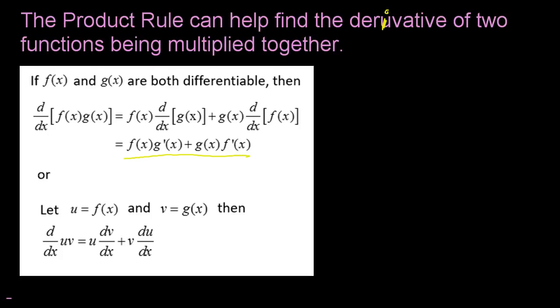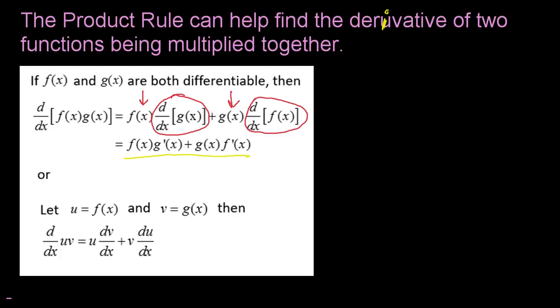So it's a little bit complicated, but once you start using it, you're going to love it. But again, you leave the first function completely alone. You multiply it by the derivative of the second function. Then you add. This time, you leave the second function alone, g of x, and you multiply it by the derivative of the first function. Now, keep in mind, the order of multiplication doesn't matter. So if you were to reverse any of these, you're okay. And also, the order of addition doesn't matter.